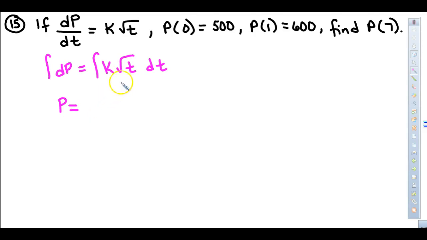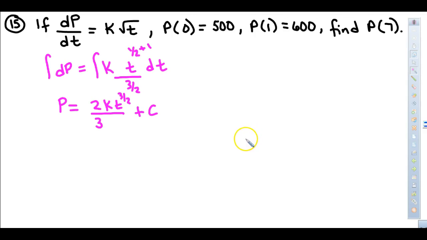Okay? And here, this is like t to the 1/2. Okay, so I am going to add 1 to this, which means I have to divide by 1/2 plus 1, which is 3/2. Now let's clean this up. Dividing by 3/2 is the same thing as multiplying by 2/3. And I'm multiplying k times t to the 3/2 plus c. Okay, so that's what I get for p.